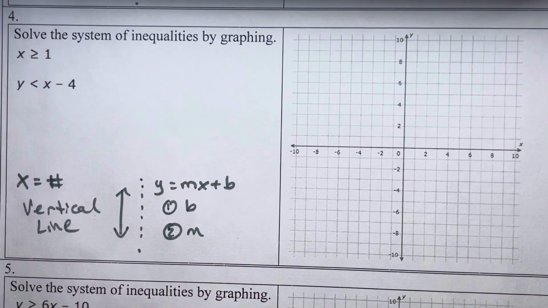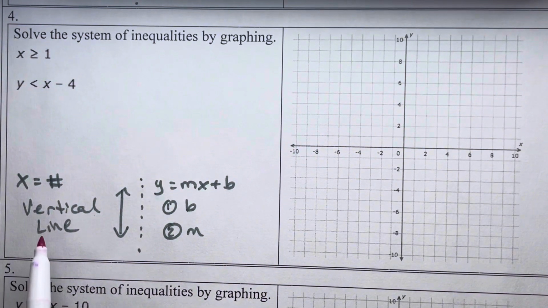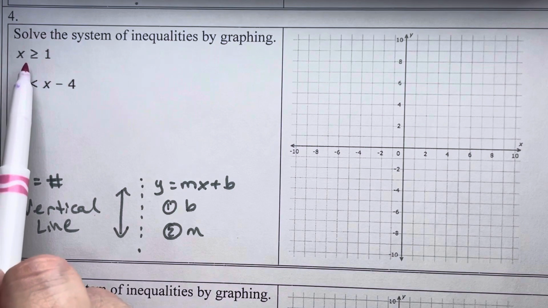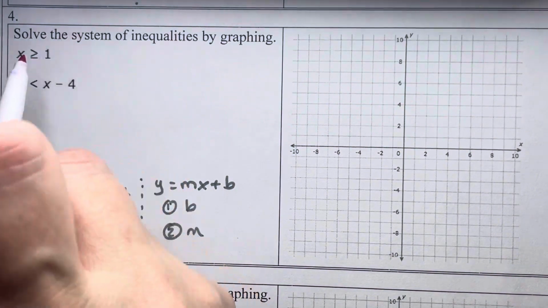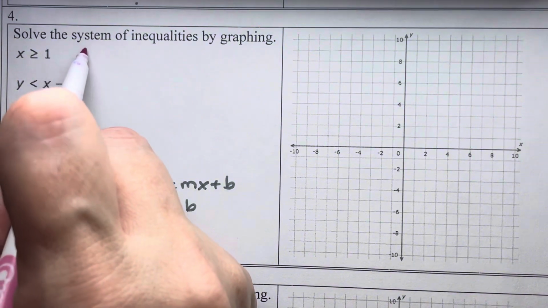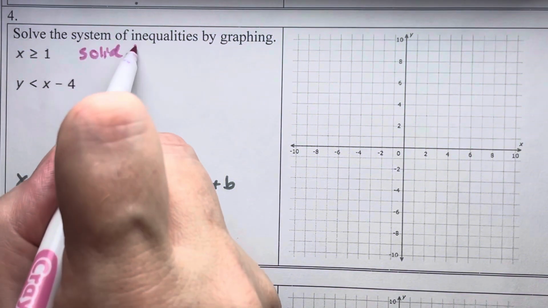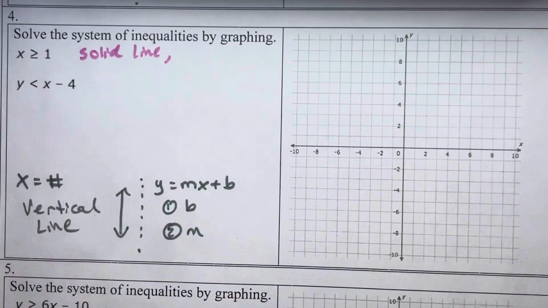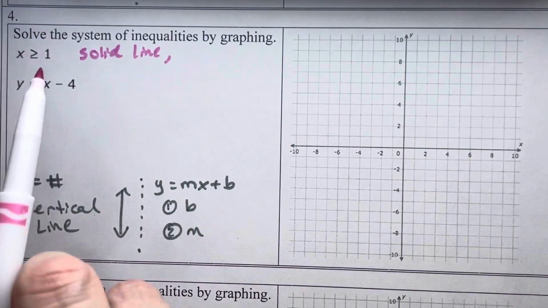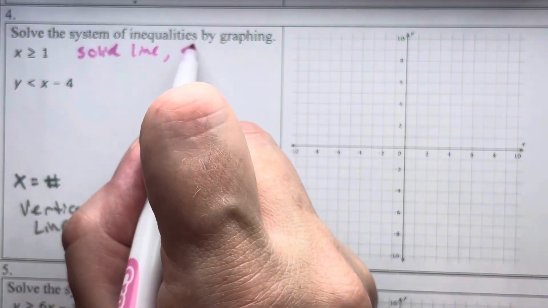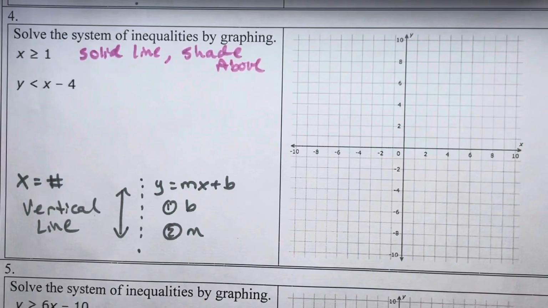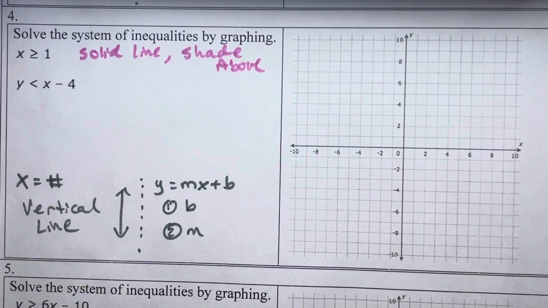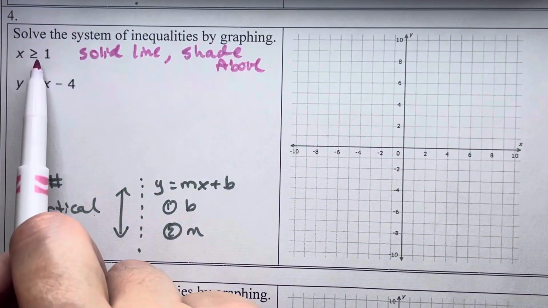X is greater than or equal to 1. This is a vertical line. And due to the inequality symbol that we have, we know that the greater than or equal to means we're going to have a solid line. And because it is greater than, we are going to shade above. Which means for us, it's going to be to the positive side of the coordinate plane. So let's place that on here now.